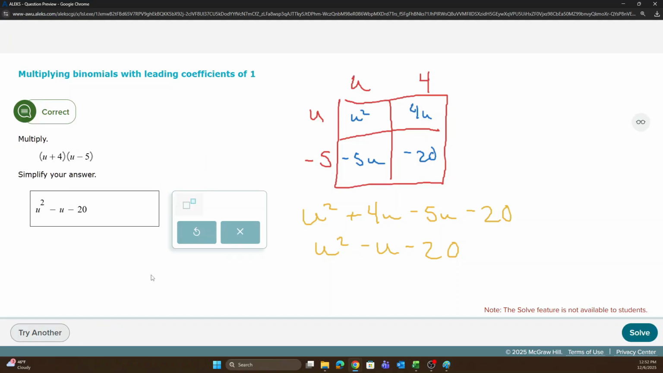All right, and that's going to be it for our 7th problem set. Let's go ahead and move on to our problem set 8.